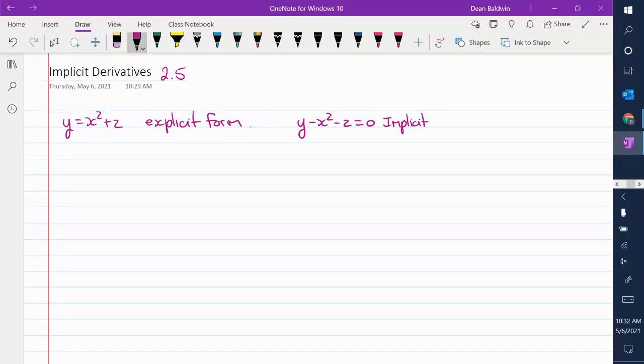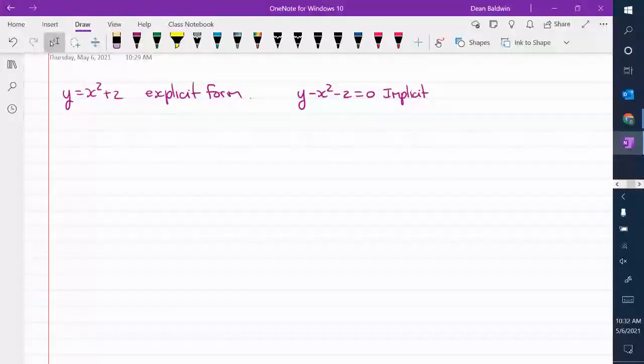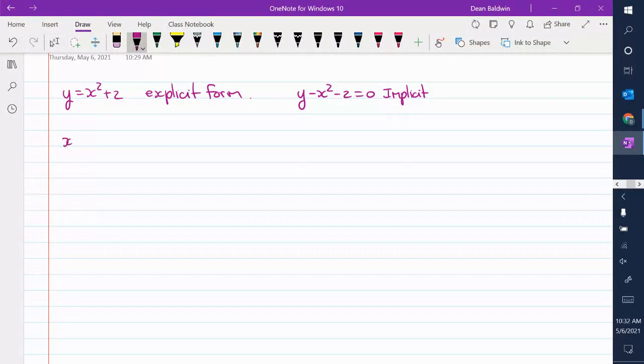However, not everything is a function, and some relations cannot be written in terms of y. For example, if we have x squared minus 2y cubed plus 4y plus x is equal to 2, that's some sort of weird relation. We can't write it as x equals or y equals. Can't solve for x or y here. You're going to have square roots and everything. So this is implicit form.